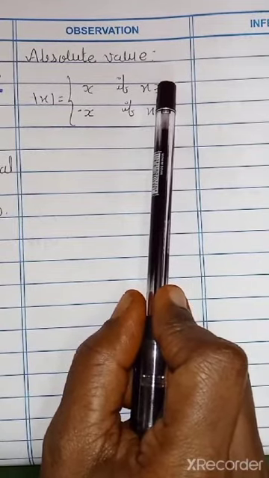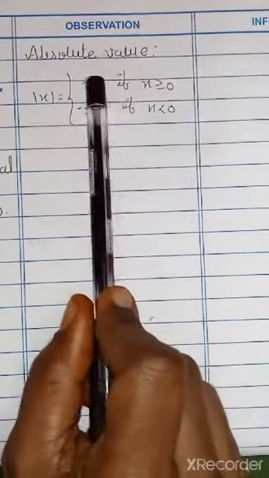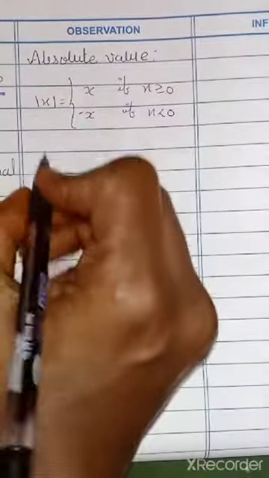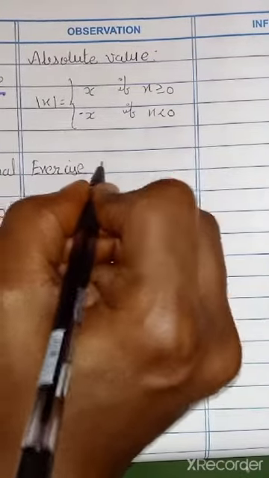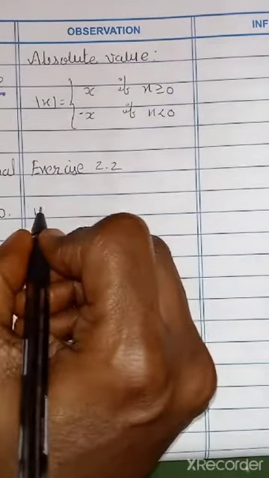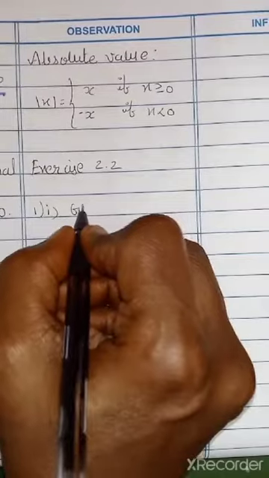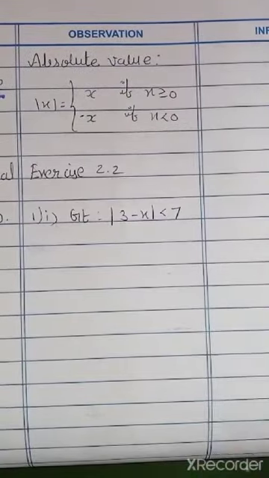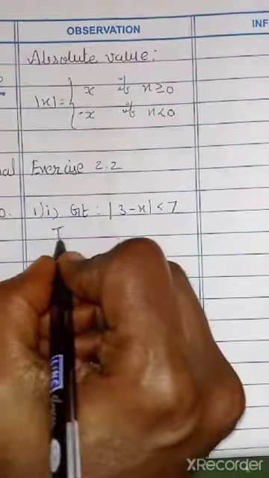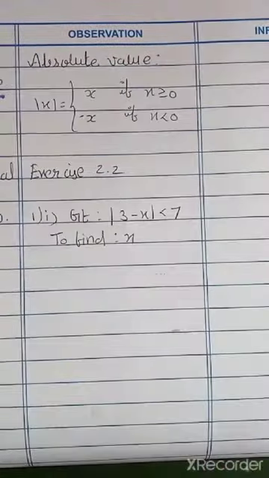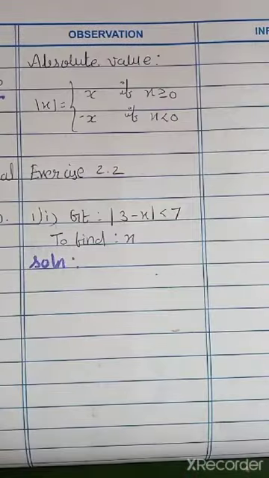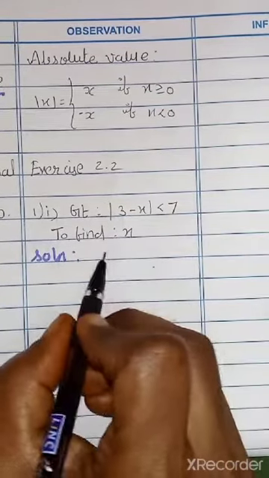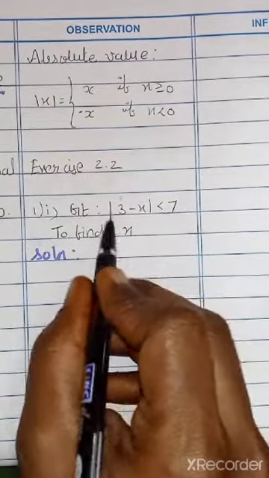So your next exercise, exercise 2.2, deals with absolute value. We are going to find the value of this absolute value. Take exercise 2.2, your first question. Solve for x. First problem, first subdivision: it is given that mod 3 minus x is less than 7. We want to find the value of x which will satisfy this inequality.